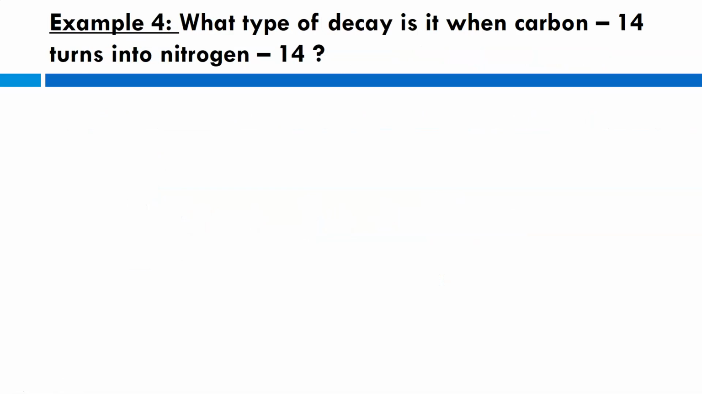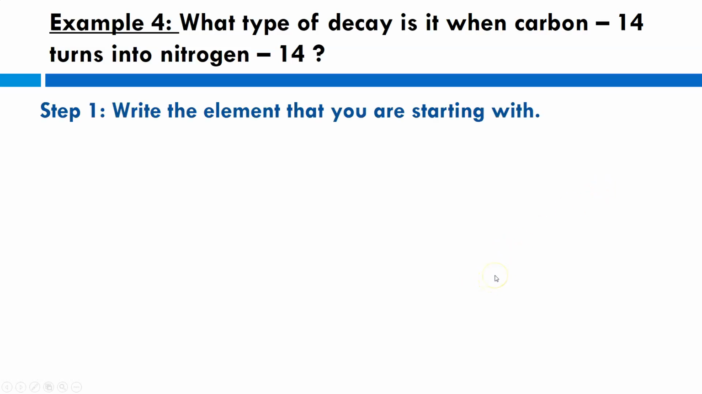Sometimes we're going to ask you to figure out not the element that is made, not the daughter product, but the type of radioactive decay. But it's the same exact process. You're just finding the missing piece. So start with your carbon 14.